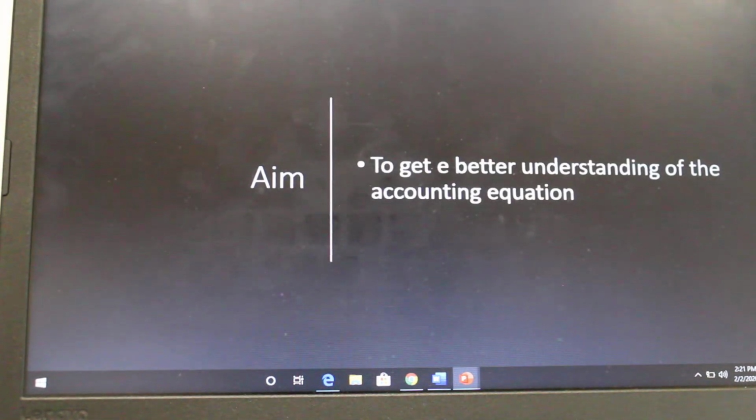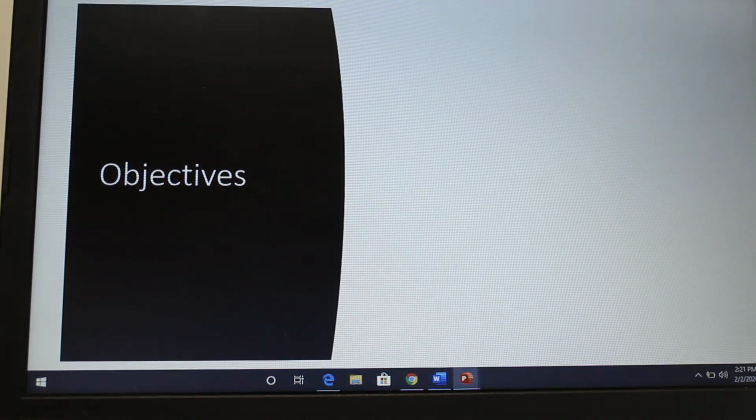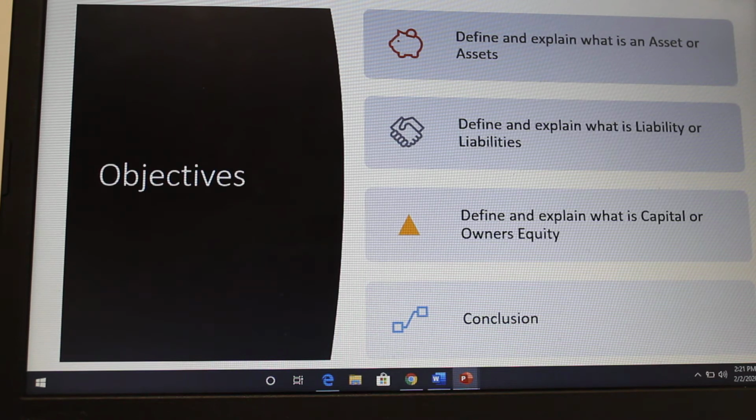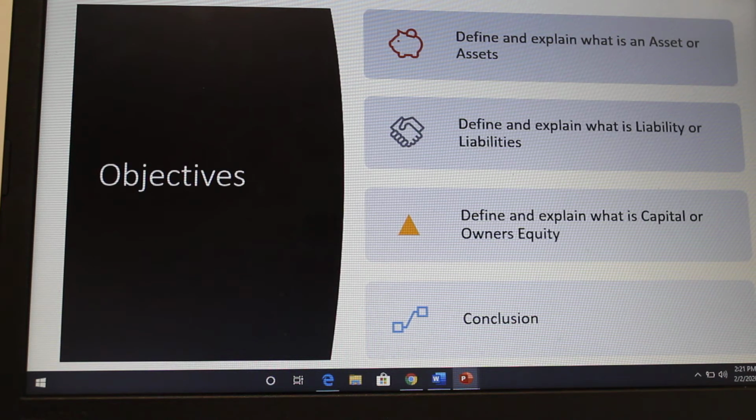Okay, so we're going to have a better understanding of the accounting equation. So that's our objective. We're going to look at what's an asset. We're also going to look at what is a liability, and we're also going to look at what is capital, and then we're going to conclude. So it is critical for us to have a good understanding of the accounting equation, so we have a good appreciation of the principles required.